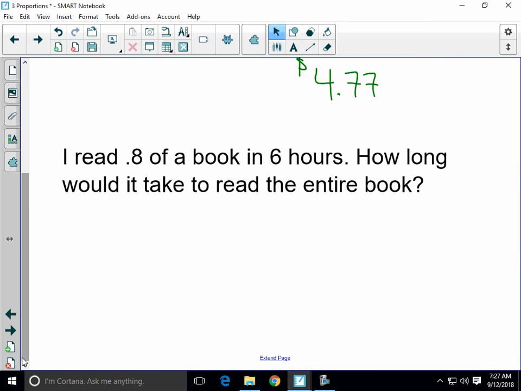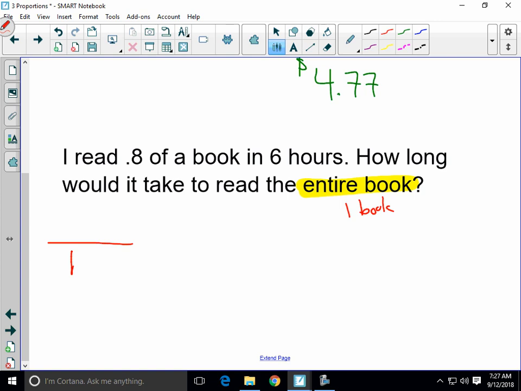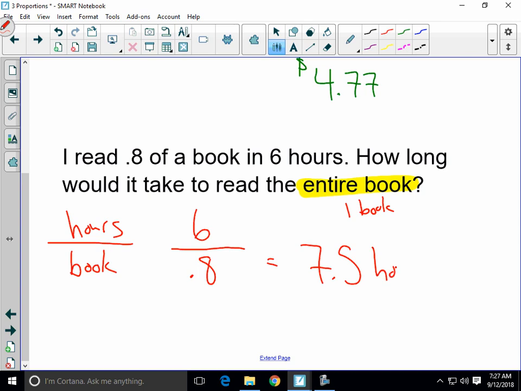Okay, again, let's look at this question. You're talking about reading one entire book. I'm looking for how long to read one book, so the book is going to go in the denominator. Whatever I'm looking for one of is my denominator. And the other unit in this problem is hours. So reading the problem, 8/10 of the book in 6 hours. So you're going to do 6 divided by 0.8. And it looks like it'll take you 7.5 hours to read that book.